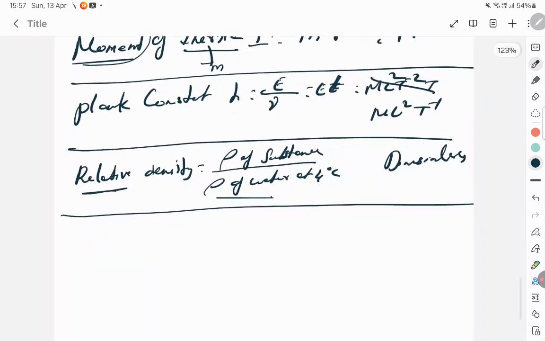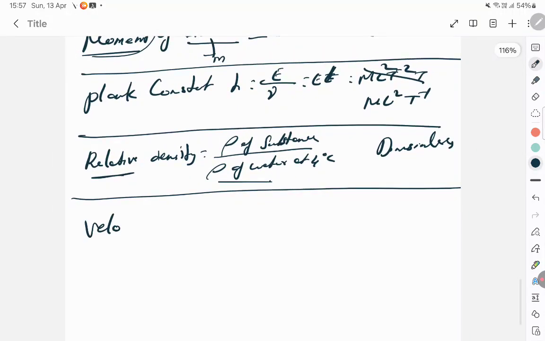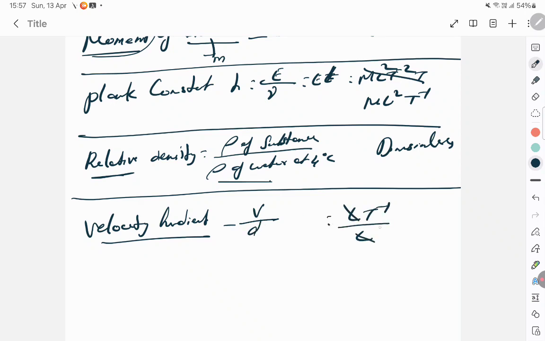So next, let's go to next thing. I taught you what is a velocity gradient. Velocity gradient in the ketchup and honey bottle, I told you velocity by distance. So velocity is L t to the power minus 1 by distance is L. Just t to the power minus 1 is velocity gradient.